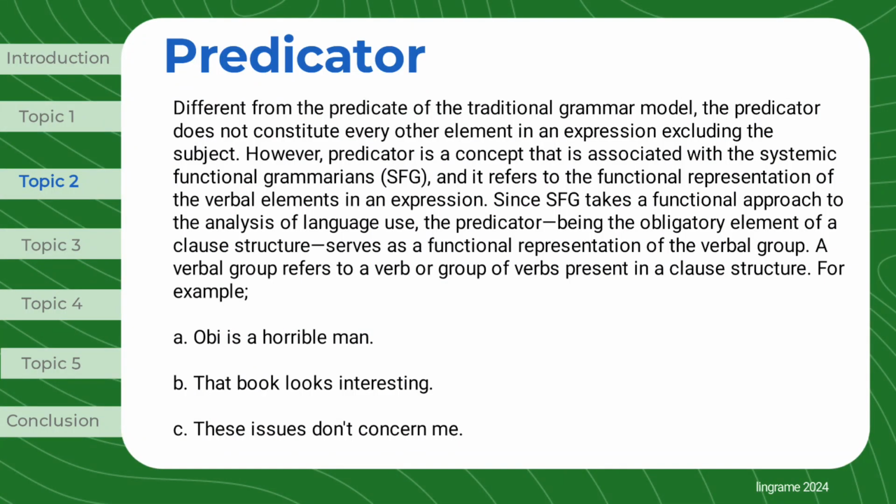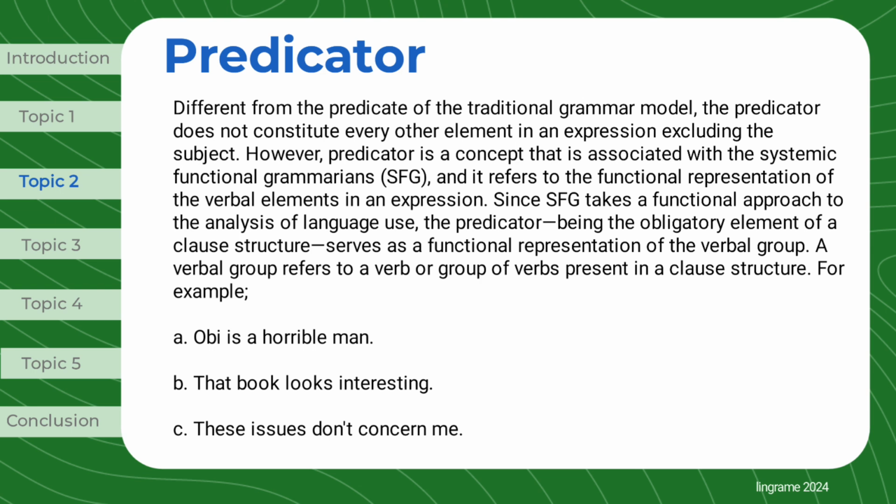Predicator. Different from the predicate of the traditional grammar model, the predicator does not constitute every other element in an expression excluding the subject. However, predicator is a concept that is associated with the systemic functional grammarians, SFG, and it refers to the functional representation of the verbal elements in an expression. Since SFG takes a functional approach to the analysis of language use, the predicator, being the obligatory element of a clause structure, serves as a functional representation of the verbal group. A verbal group refers to a verb or group of verbs present in a clause structure.